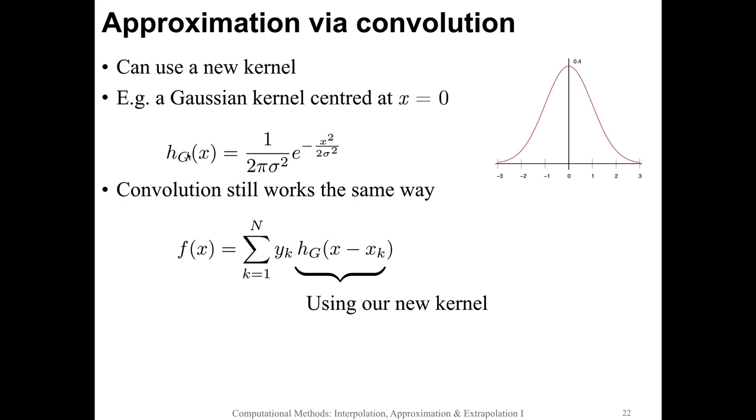So if we just write subscript g here to represent our Gaussian kernel, then convolution still works in the same way. We still do this summation, and the summation ranges over all of our observations from k equals 1 up to n, and each time we take y_k and we use it to scale the Gaussian function after it has been shifted onto our corresponding knot point. So it's exactly the same as it was before, but we just use a different kernel function this time.